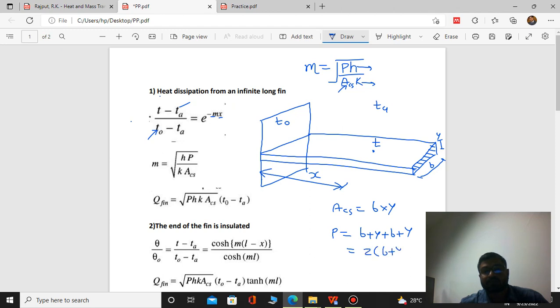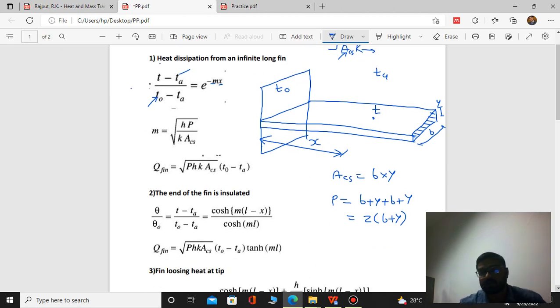The formula for perimeter is 2 times b plus y. Now if our fin is circular, then what would be the formula for perimeter? The formula would be pi d. And what would be the formula for area of cross section? Pi by 4 d square. So now you will have to remember the difference between this area and perimeter.